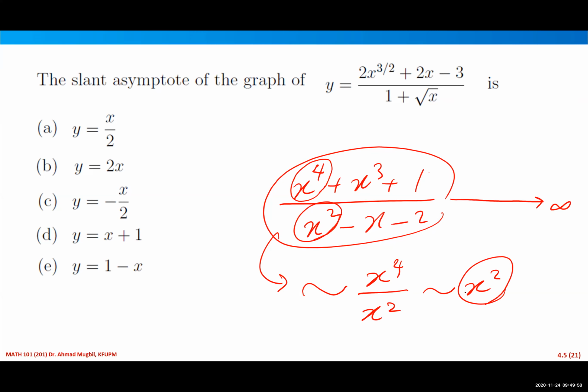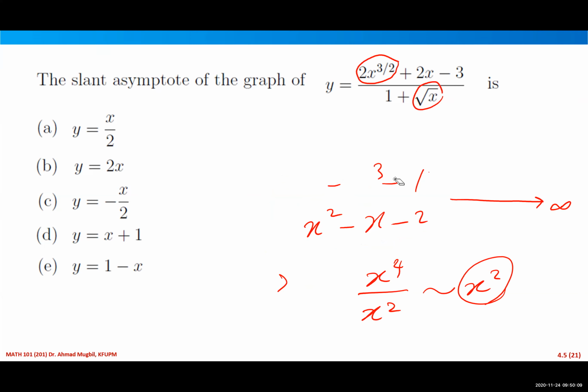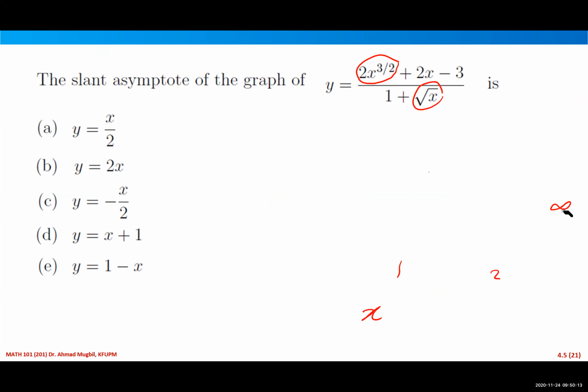So this is a very important idea to know. It will behave like that, and the graph will look like that. Here, you just need to focus on this term and this term. They will lead and dominate the behavior of the function. So this one is asymptotic to 2x to the power 3 over 2 over x to the power half. Is it going to be a line or not?